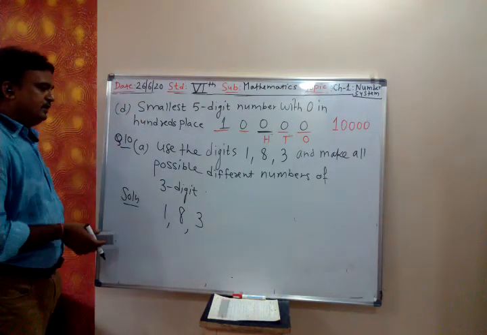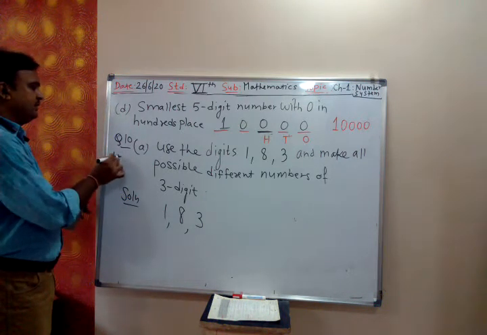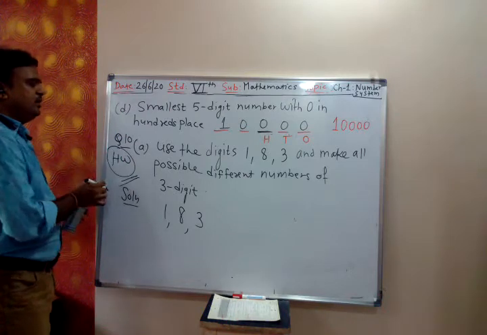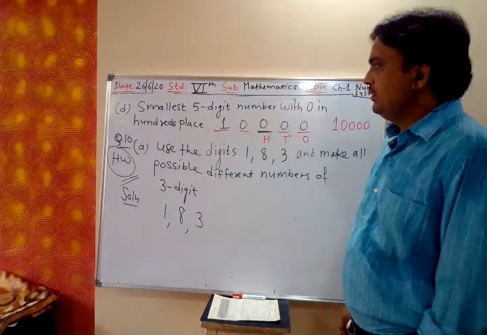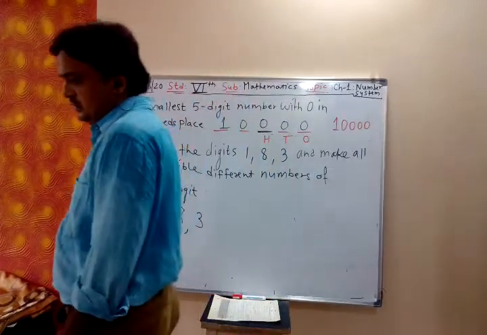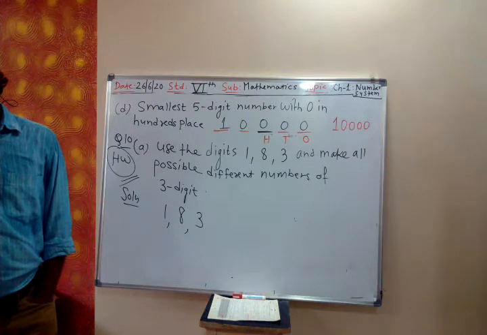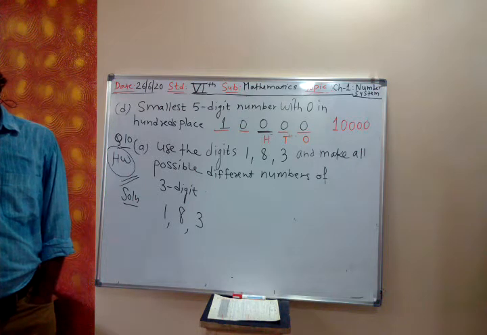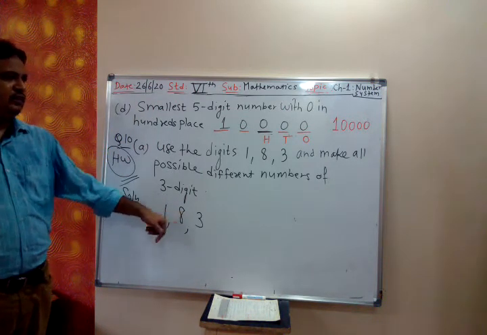Make all possible numbers of 3 digits. I am going to give this part as homework. You have to list all the numbers with repetition. So now, using the digits 1, 3, 8, write all the 3-digit numbers.